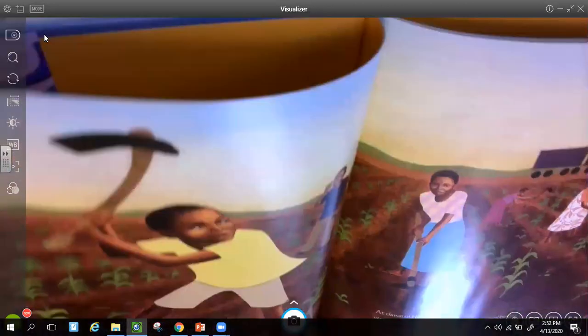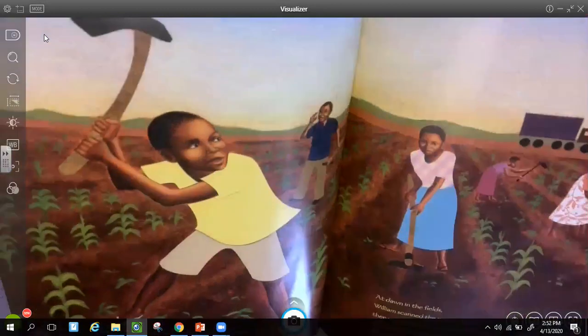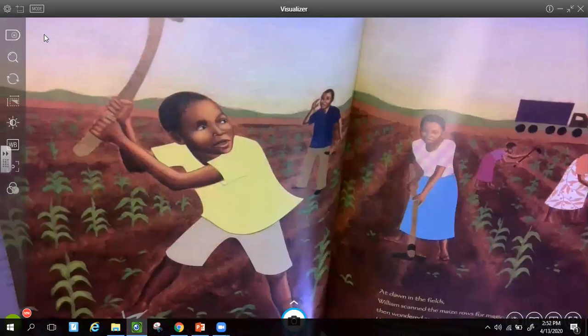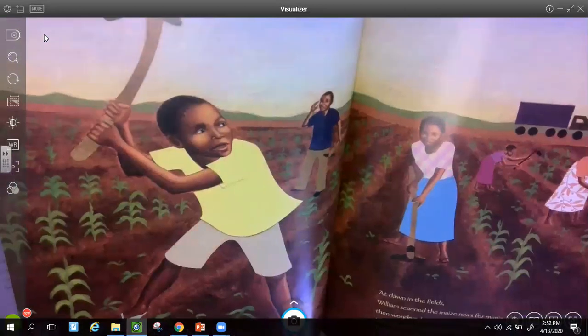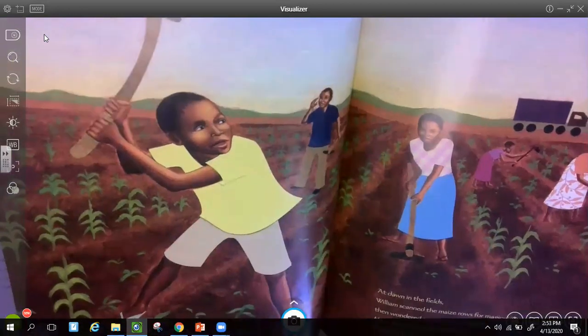At dawn, in the fields, William scanned the maze rows for magical beings, then wondered as a truck rumbled past, how does its engine make it go? Pay attention where you throw that hoe, his father shouted. You'll cut off your foot.